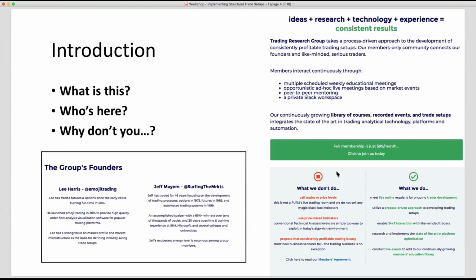So, in terms of the introduction, what is this? This is the first session of 5 scheduled sessions of a workshop about a bunch of setups that I have identified and use to trade every day. As with any first session of a multi-session series, this is really going to be about overview and structure and setting expectations, saying here's what we're going to cover.